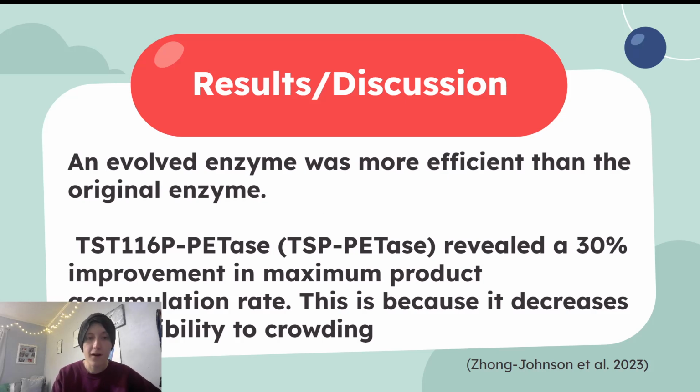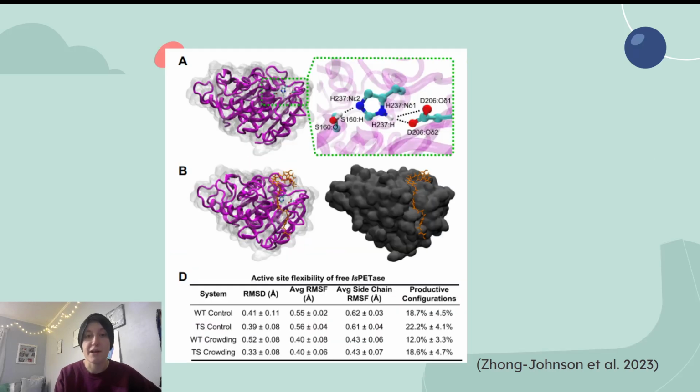They found overall that evolved enzymes were more efficient than the original enzyme, and just kind of throwing back to that very first mutation that had that 30% improvement in maximum product accumulation rate, that's an example of how that occurred and how that evolved enzyme was better.